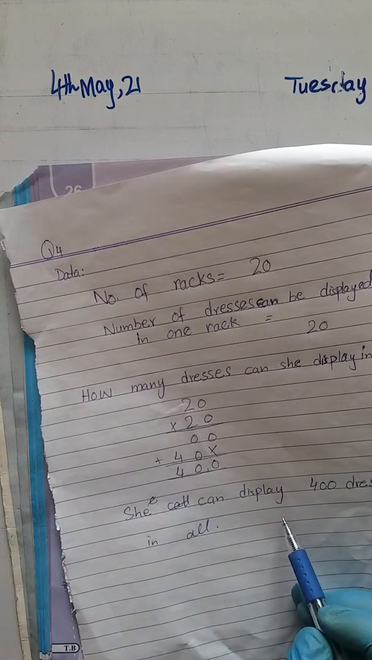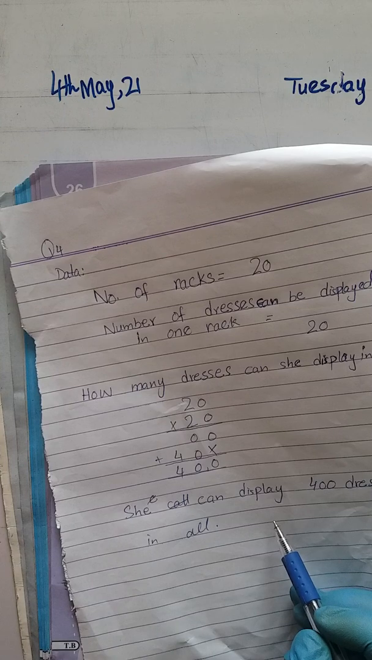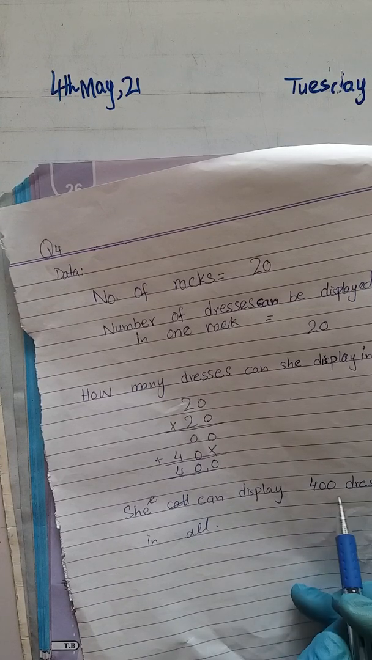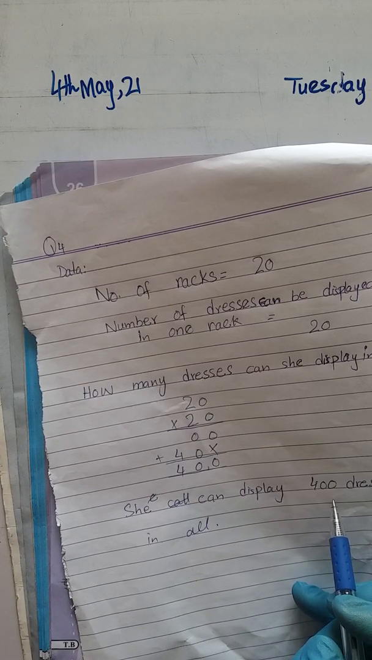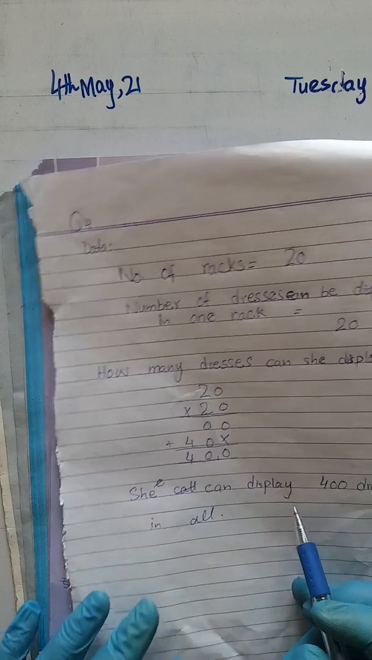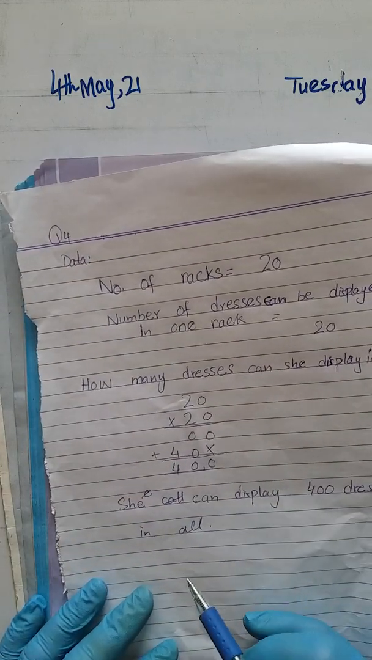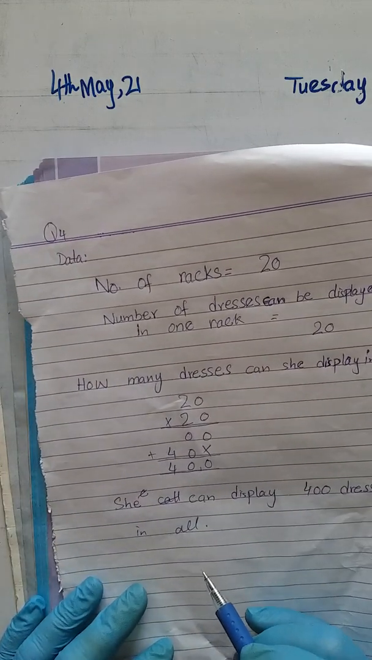और in 20 cupboards में racks में कितने dresses लगा लेगी? She will put 400 dresses. Why? Because one rack में 20 dresses लगा सकते हैं and she has 20 racks. And the total dresses we find out by multiplying 20 with 20. So this is question number 4.